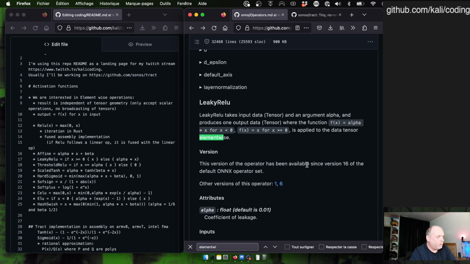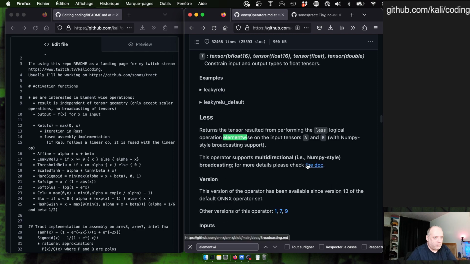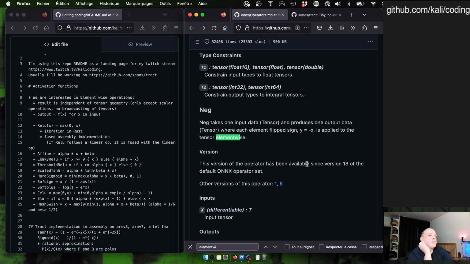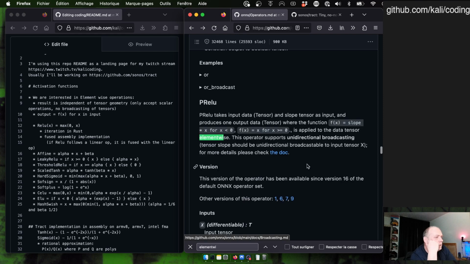Next. Liquid relu. Liquid relu already listed. Okay. Less or equal, negative, same. It's again probably something that we will need as a primitive, but not necessarily as an activation function. Or is a binary operator.